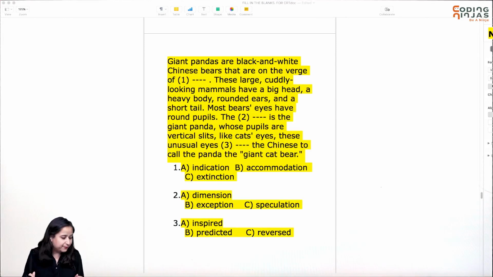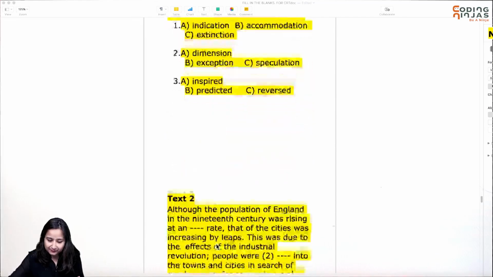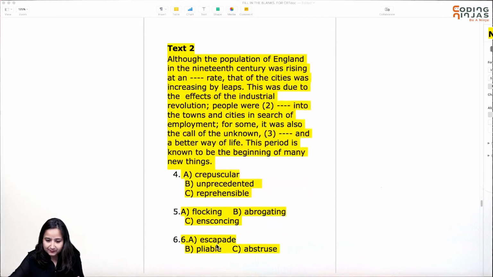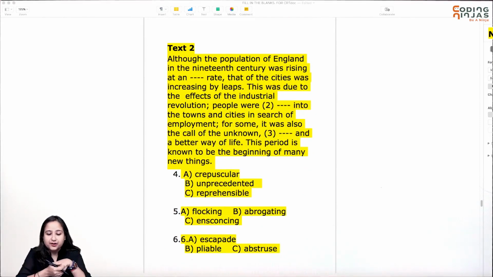Let's do one last one before we end today's session. This is slightly different. So this says, although the population of England, so there's a change, right, in the 19th century was rising dash at a rate, that of the cities was increasing by leaps. So here it was rising at an unprecedented rate, right?